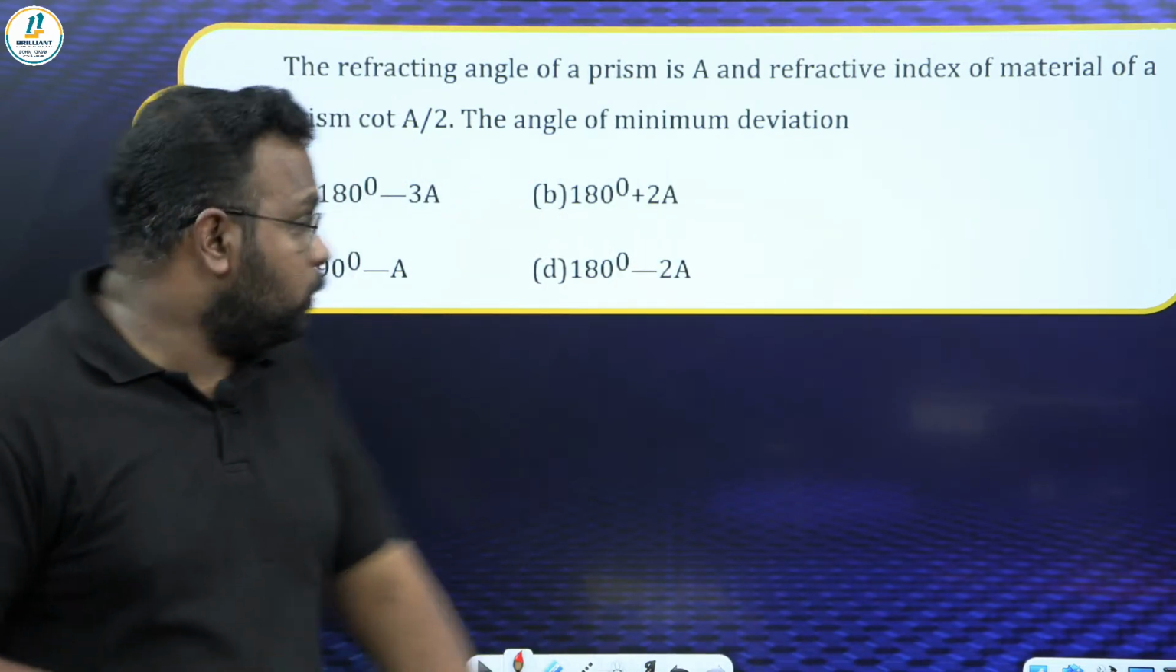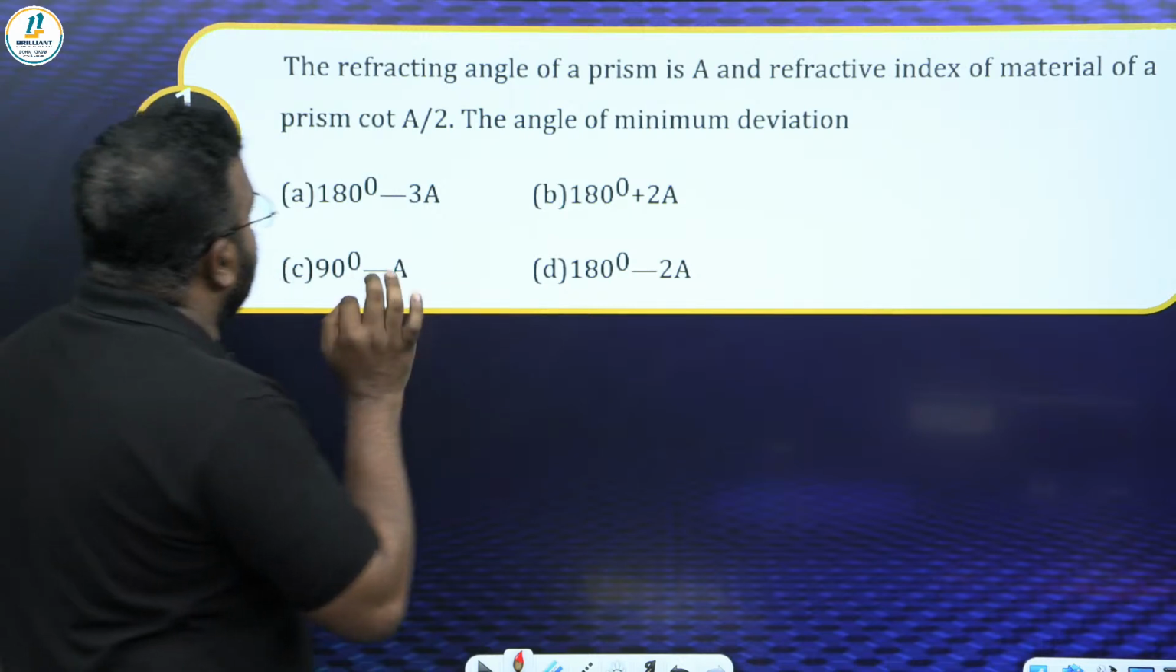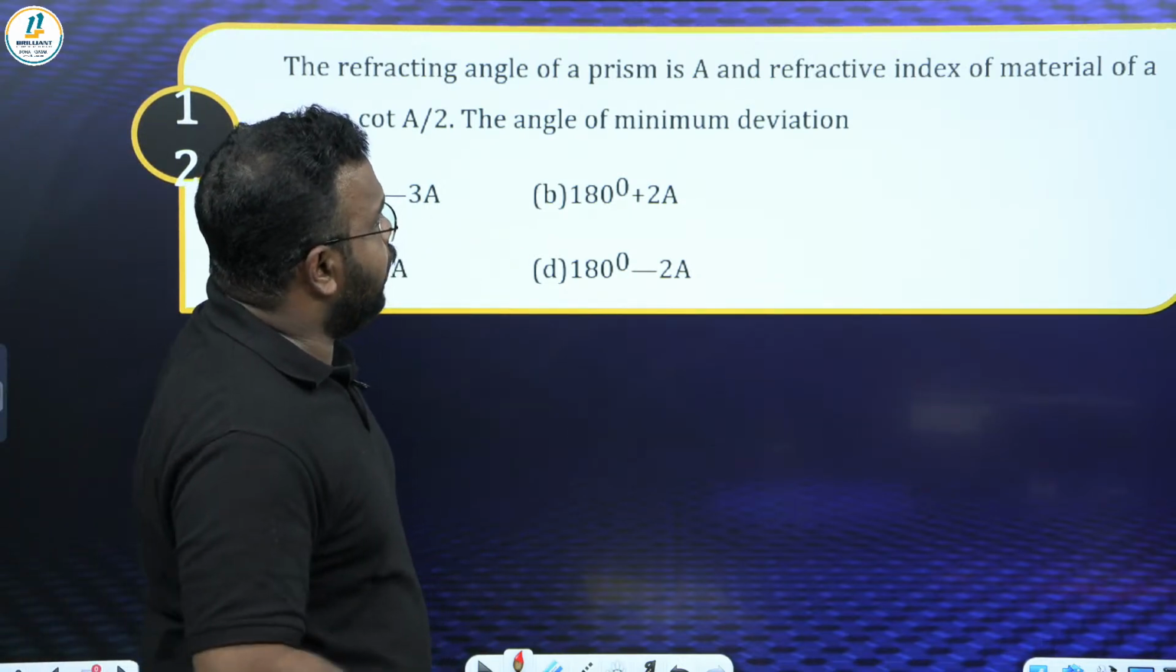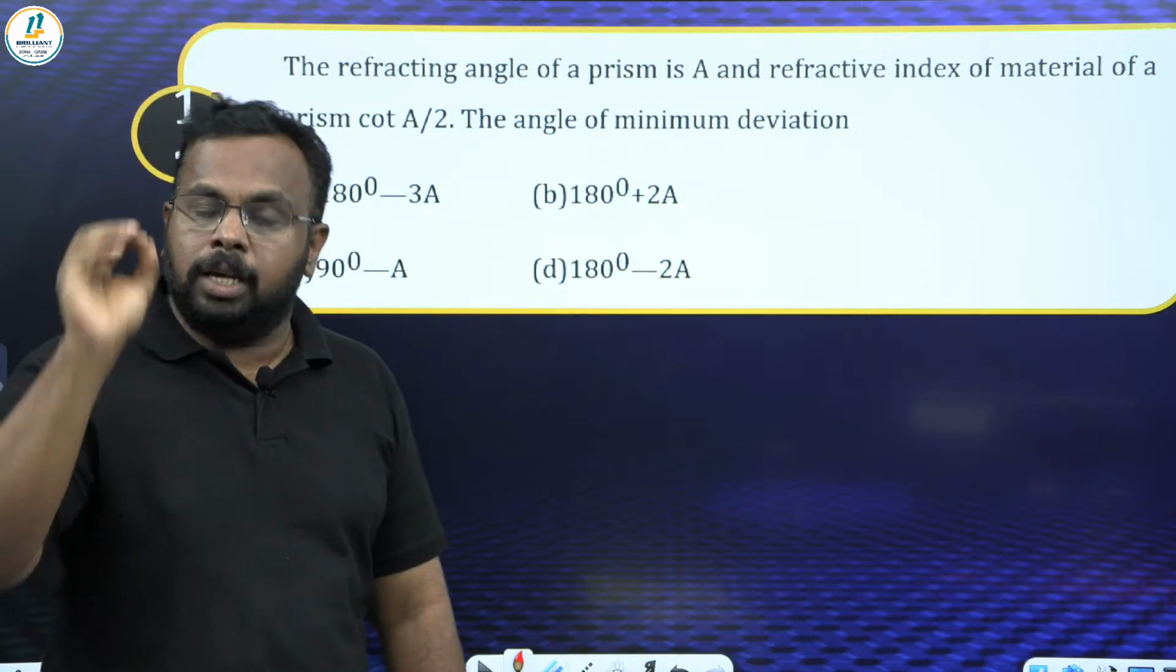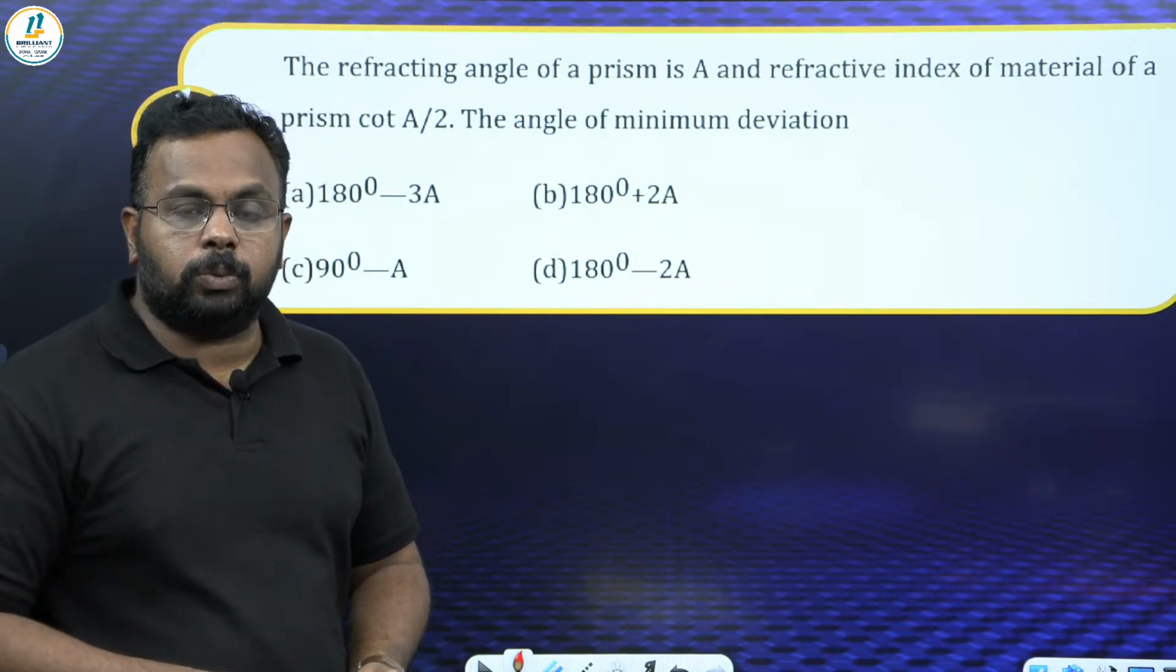Look at this question, my dear students. The angle of the prism is A and the refractive index of the material of the prism is cot A by 2. The angle of minimum deviation is? Question is direct. Minimum deviation only. So what is the formula?